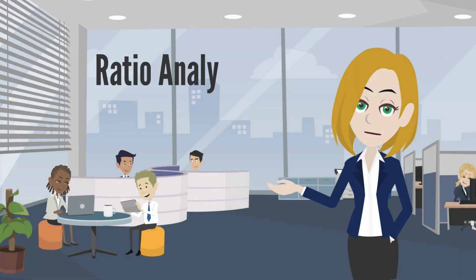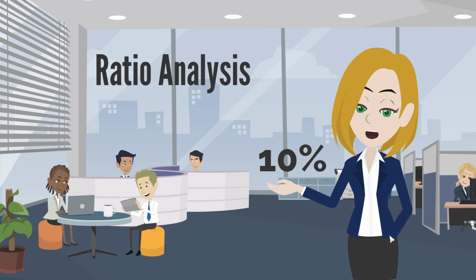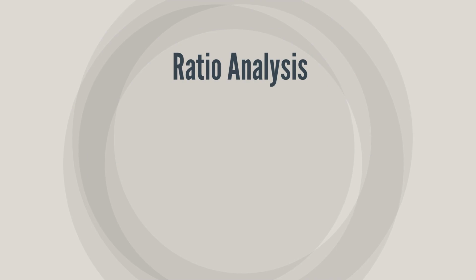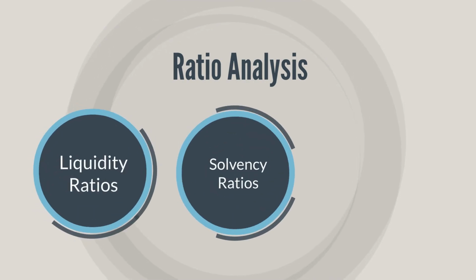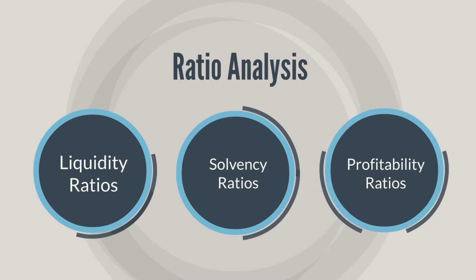Ratio analysis helps decision makers identify significant relationships and make meaningful comparisons. A single ratio by itself is not very meaningful, so we need to make comparisons within a company by comparing the current year with the prior year, as well as with competitors and industry averages. We can classify ratios into 3 types: liquidity, solvency, and profitability.